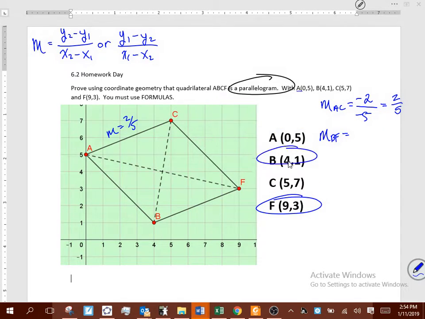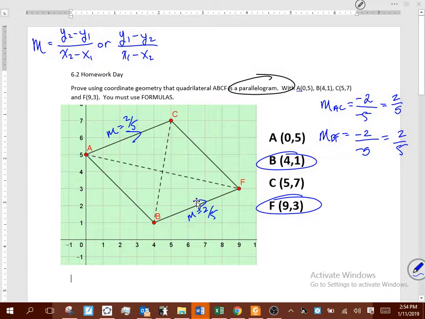Now we'll find the slope of BF. Subtract those y's. What do you get? Subtract the y's, you get -2. Subtract the x's, that's your -5. So then I get 2/5. So this slope is 2/5. So what's that tell me about those two lines? Parallel. Okay? Does that tell me this is a parallelogram?